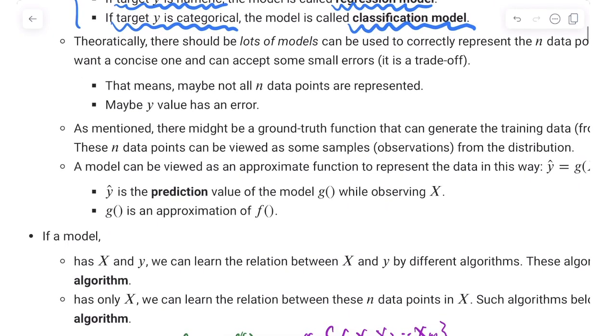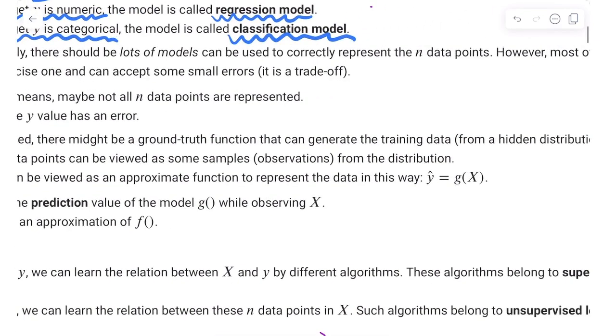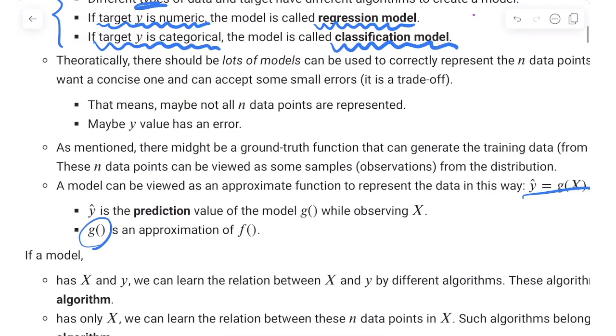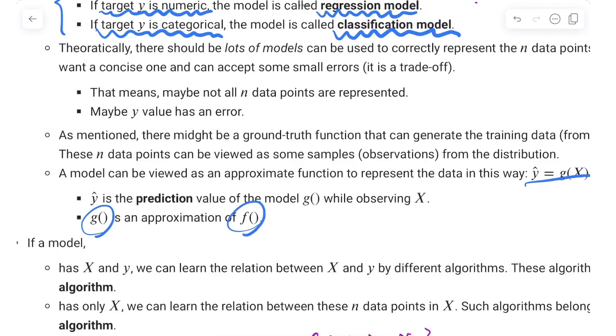So g is an approximation of f. f is the real relationship between the big X and y, or you can say that is the oracle. The oracle knows the relationship between X and y. But we cannot describe such a function, so we use g to model f. So g is an approximation of f. The y hat is the prediction value of model g(X) while observing big X.